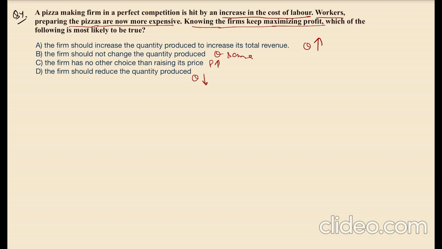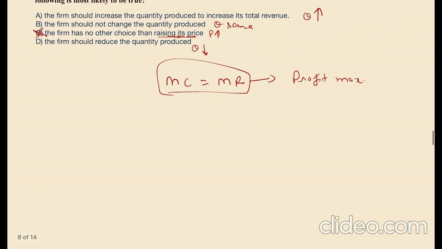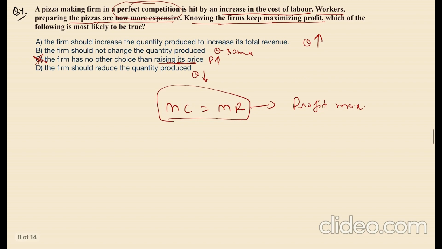Now, firstly, if we are talking about a perfect competition, we know that in perfect competition, the firms are price takers. So this option of raising the price is not really there with this firm. So this option you can directly eliminate. Option C cannot be the answer. Now let us see the situation that the cost of labor is increasing. Initially MC must be equal to MR, and under this situation the firm is maximizing their profit. However, now the cost of labor is increasing.